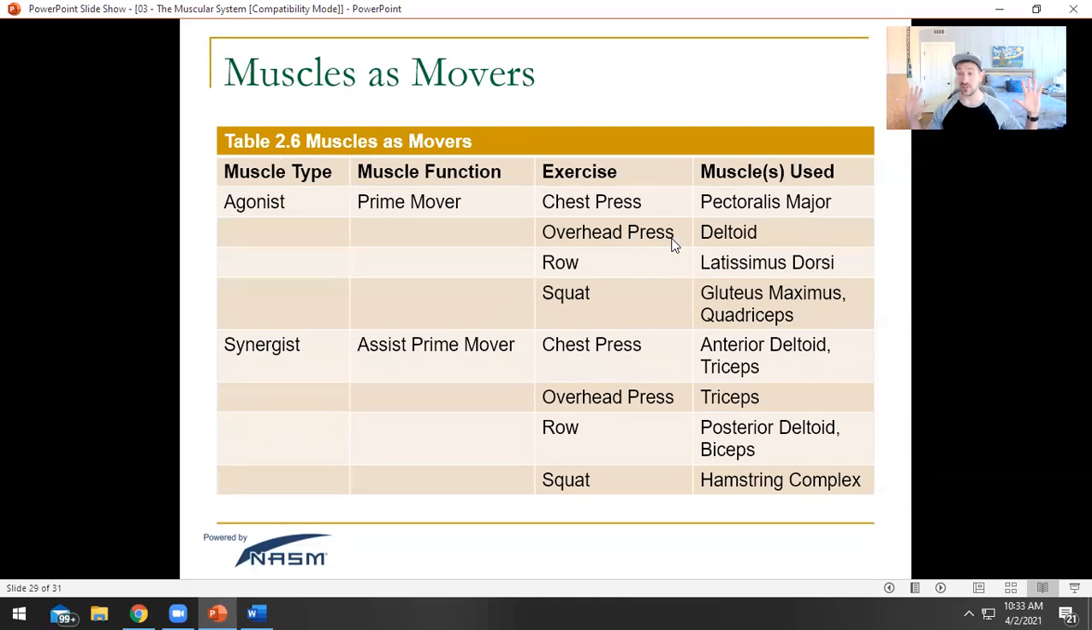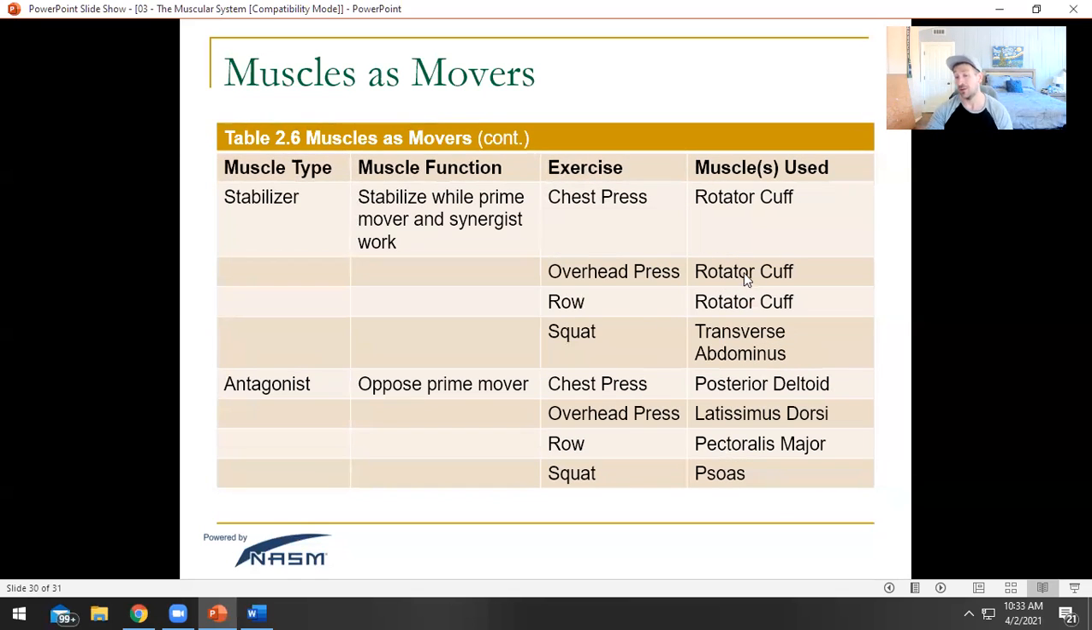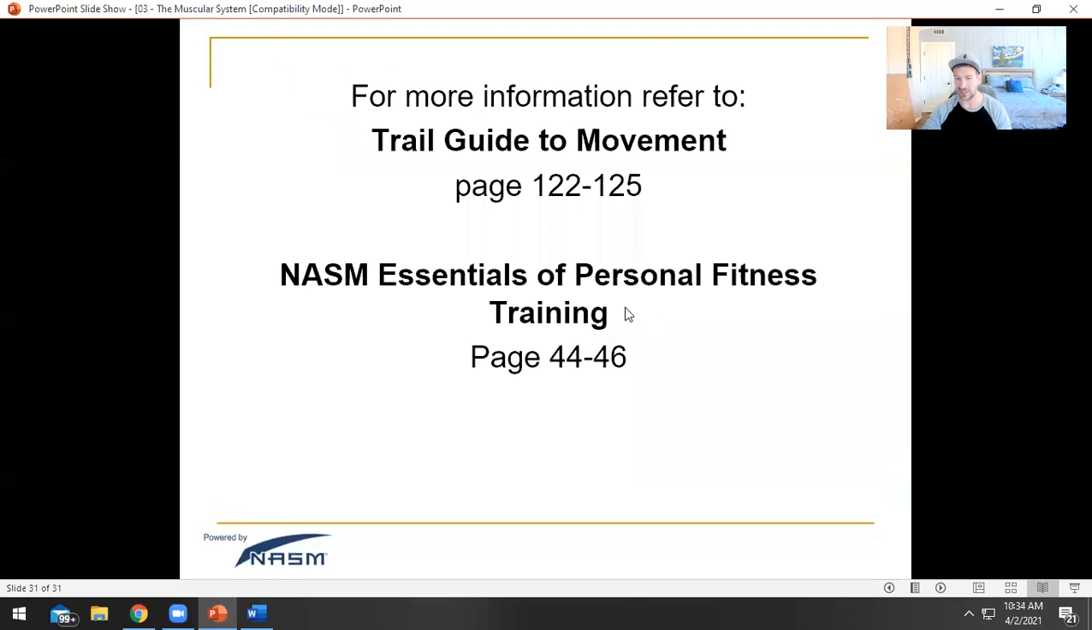If we look at an overhead press, like a shoulder press, your deltoid is now an agonist, whereas before, remember, we said it was a synergist over here. If I'm doing this, it's a synergist. If I'm doing this, it's an agonist, so now it's the main muscle, right? Meanwhile, my tricep is there to assist. That's a synergist. Again, my rotator cuff is stabilizing. And then my latissimus dorsi underneath my armpit, that's the antagonist. This muscle needs to relax when I do my shoulder presses. So we've got a lot of different examples there.